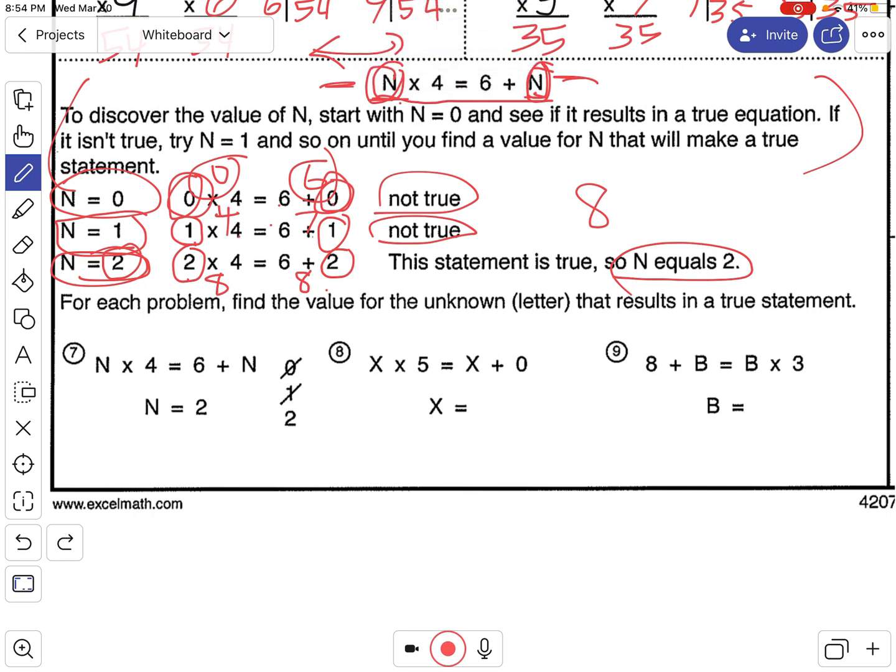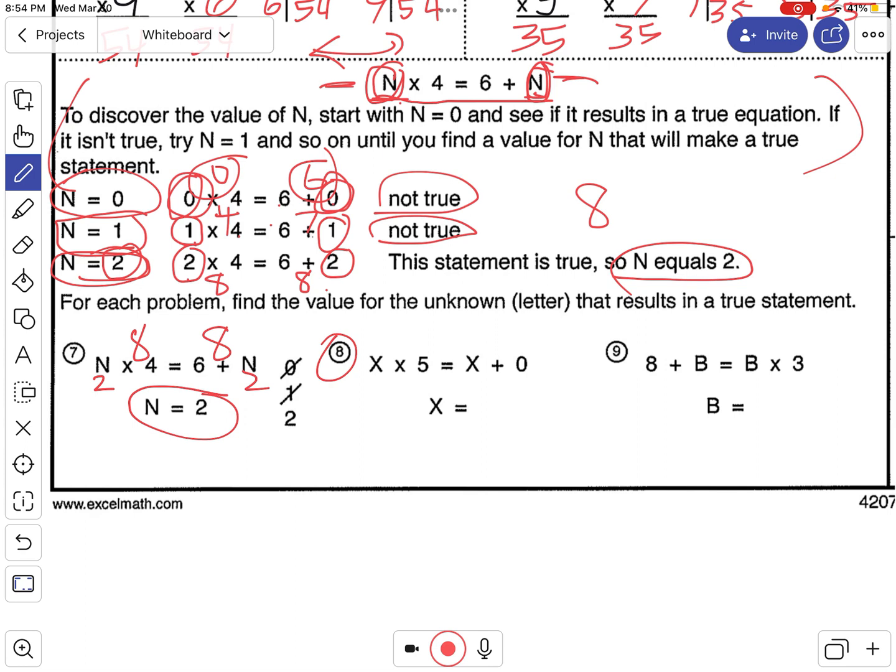Then we try plugging in the 2. Oh, it's the exact same problem that we did before, right? So we plug in 2 here and 2 here. 2 times 4 is 8. And 6 plus 2 is 8. So therefore, n equals 2. All right, why don't you try number 8? Pause the video and then turn the video back on when you have the solution.